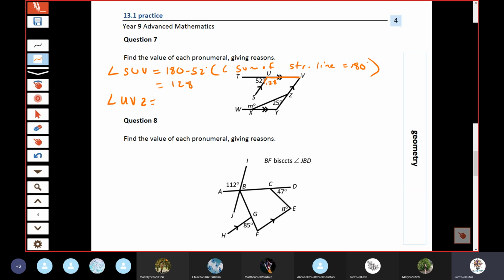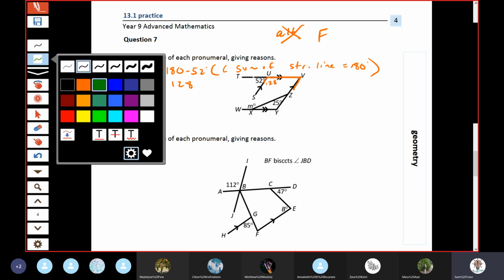Co-interior. Again, why is she using that? She said, I've got to use parallel lines. Is there alternate? No way. I don't see a Z. Is there corresponding? Possibly. Can you see it? Can you see the corresponding?